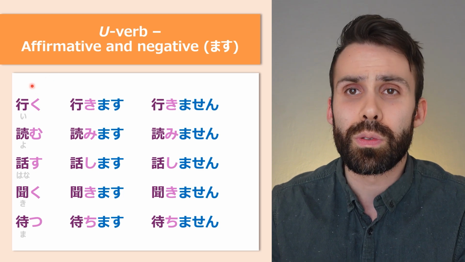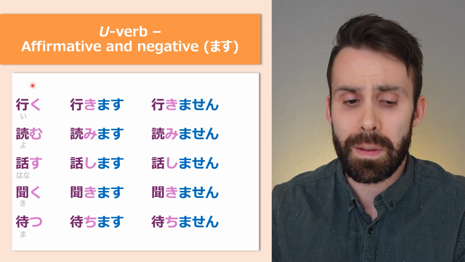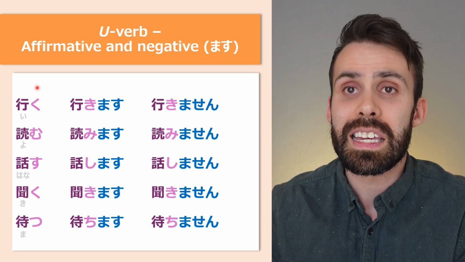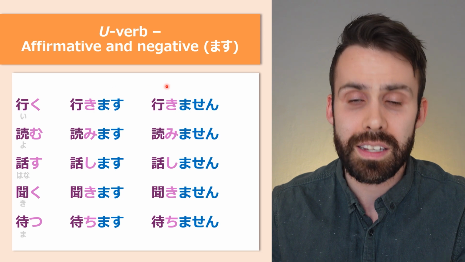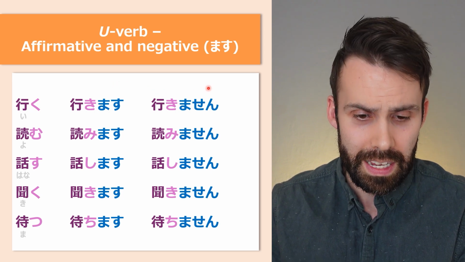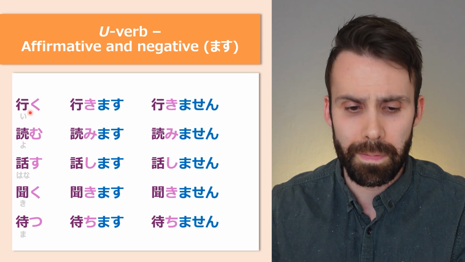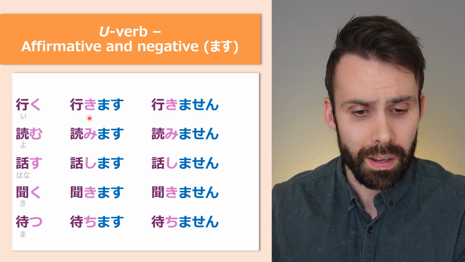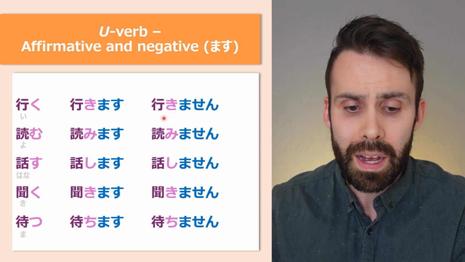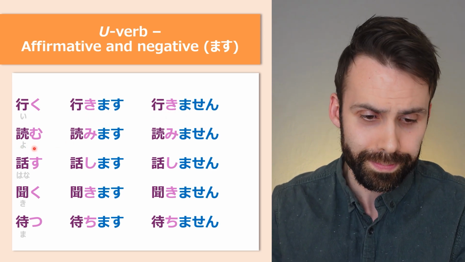And this is what it looks like in practice. So iku, to go. Sometimes in the naughty way. So iku becomes ikimasu. The last ku becomes ki. So iku, ikimasu, to go. Ikimasen, to not go. Yomu, to read. Maybe you're reading something naughty, I don't know. Yomu, to read, becomes yomimasu. And then yomimasen, to not read.